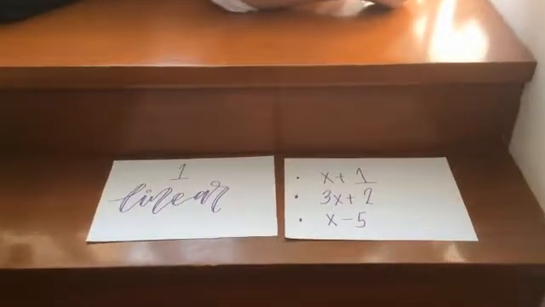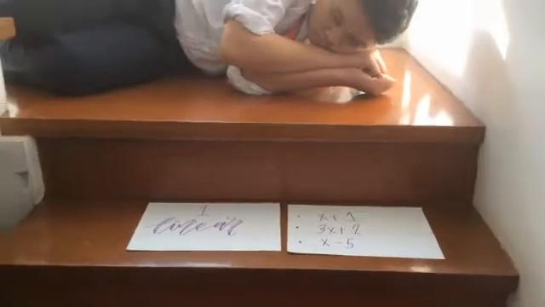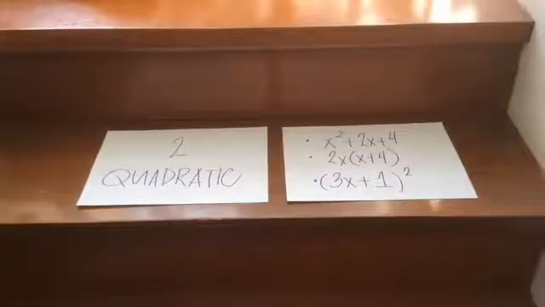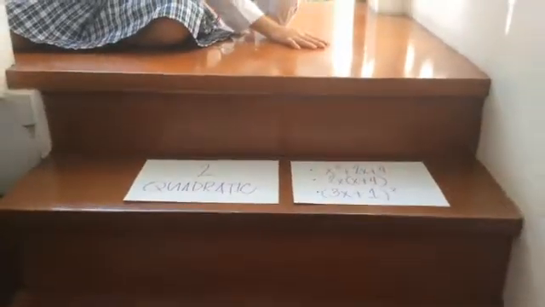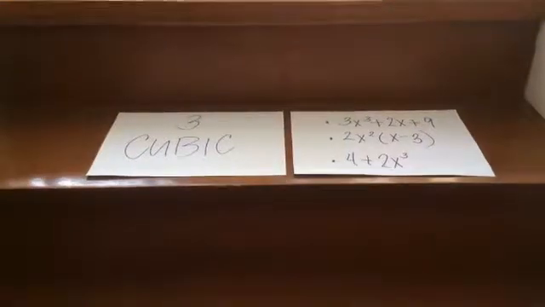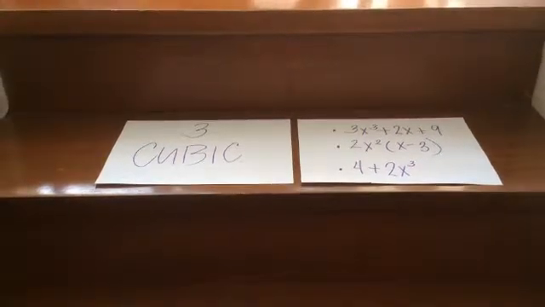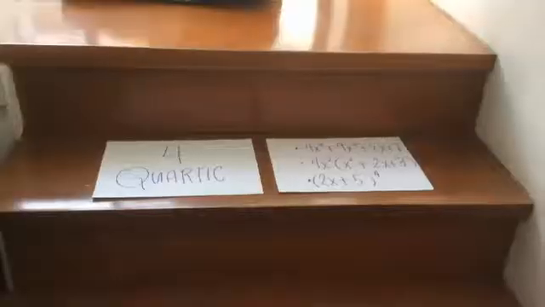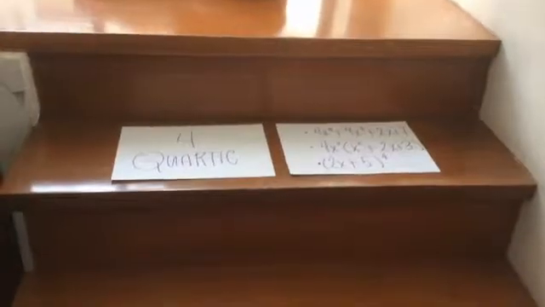First is the linear. A linear equation is a polynomial equation that has the highest degree of 1. Quadratic. A quadratic equation is a polynomial equation that has the highest degree of 2. Third is the cubic. A cubic equation is a polynomial equation that has the highest degree of 3. No more, no less. Fourth is the quartic. A quartic equation is a polynomial equation that has the highest degree of 4.